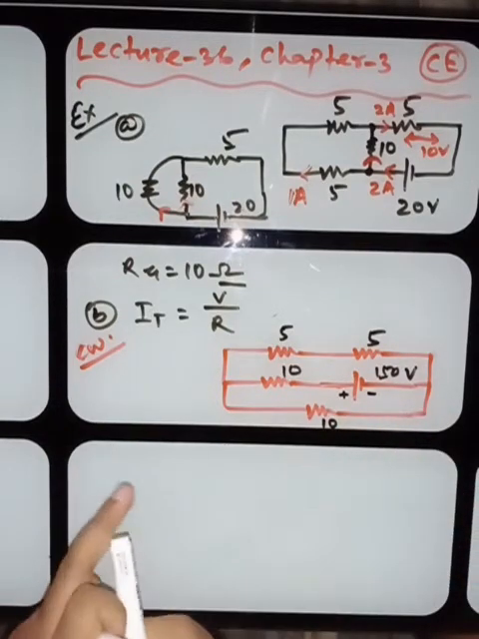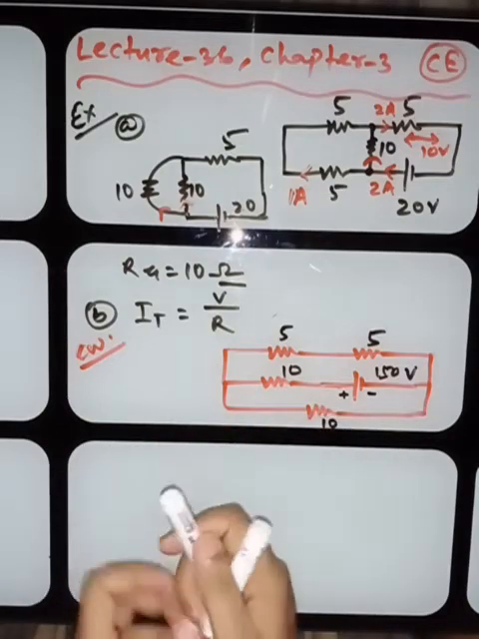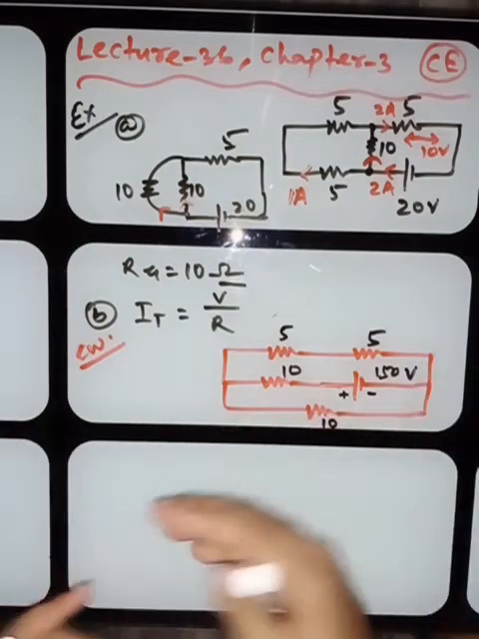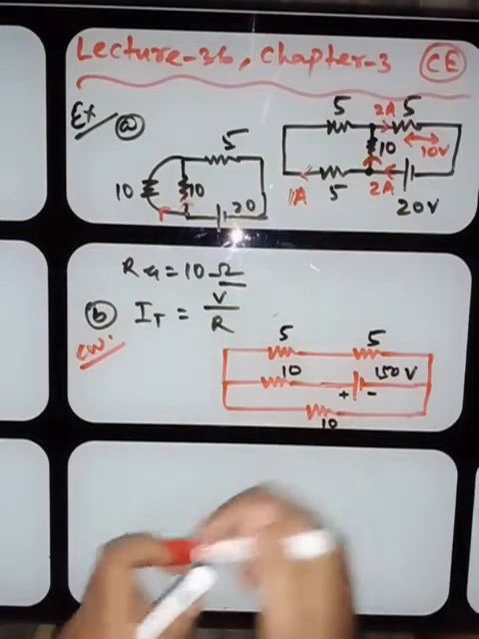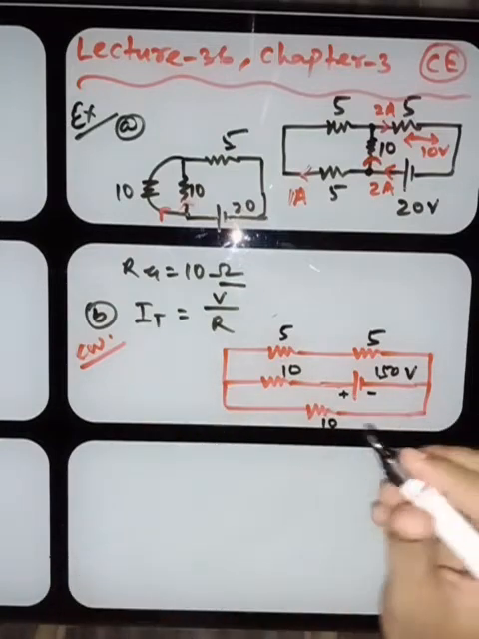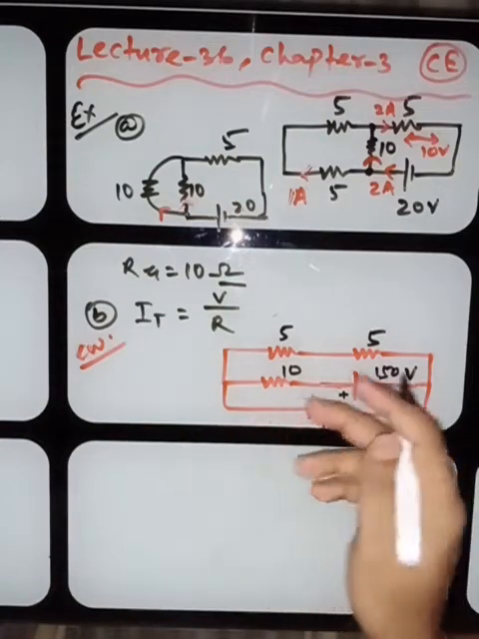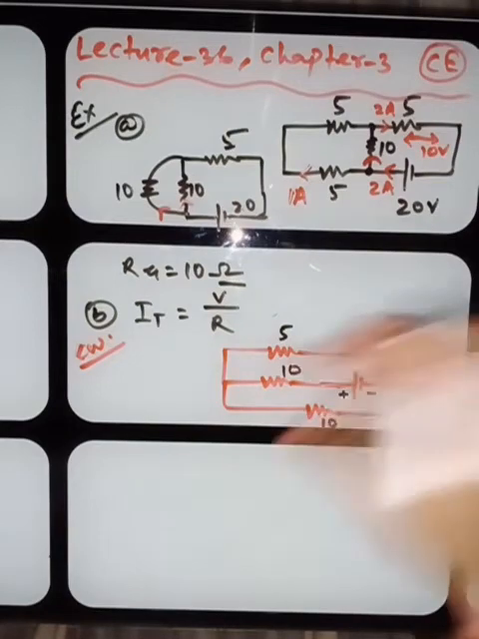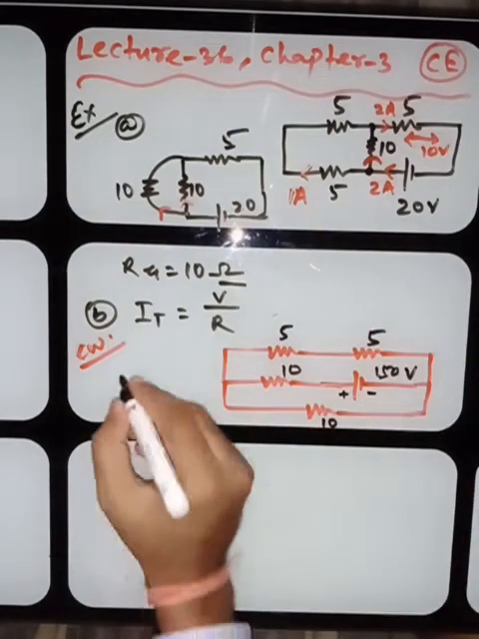Now, student, you have to find the equivalent resistance first, then the current across each resistor, the total current of the circuit, and the voltage across each resistor. Now pause your video and try to solve. Okay, now, my dear student, I am solving.